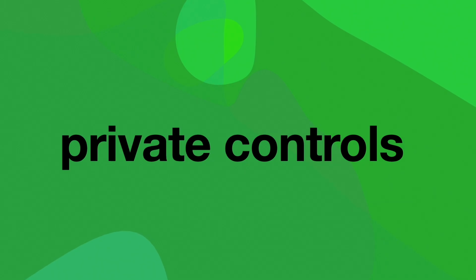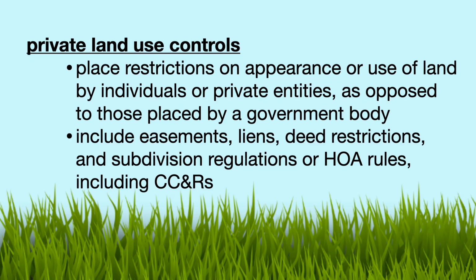Private controls. Private land use controls place restrictions on the appearance or use of land by individuals or private entities as opposed to those placed by a government body. Private land use controls include easements, liens, deed restrictions, and subdivision regulations or HOA rules, including CC&Rs.